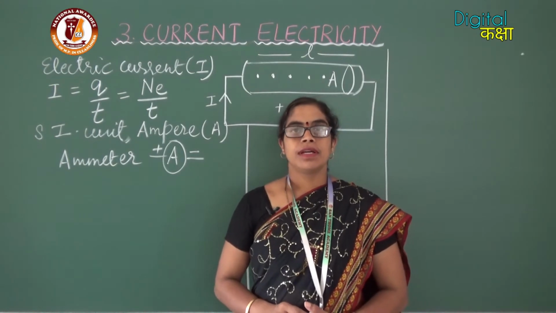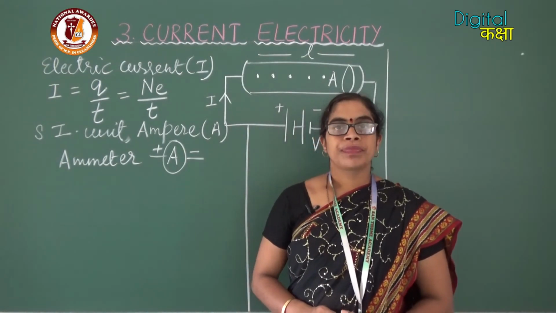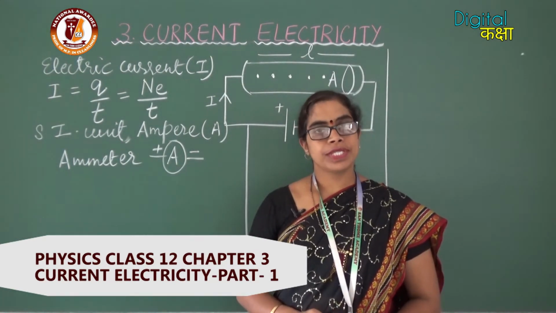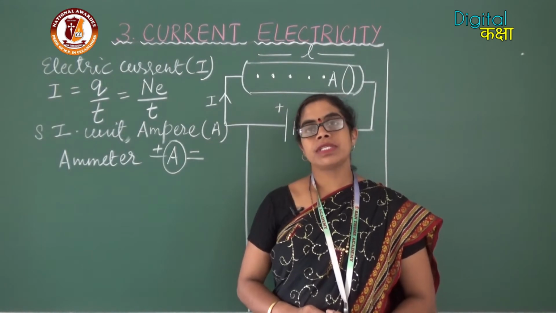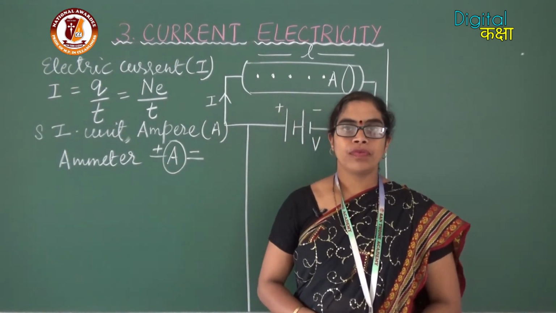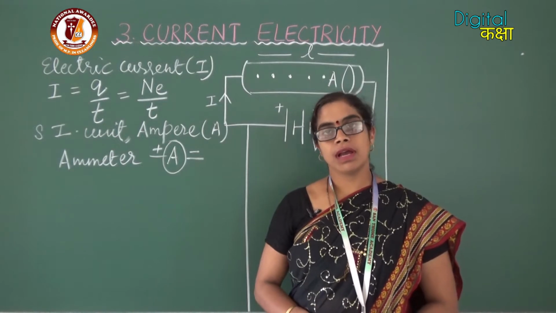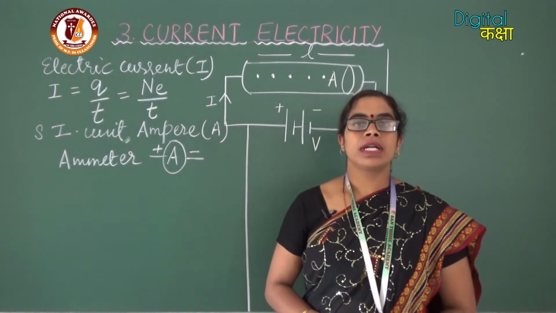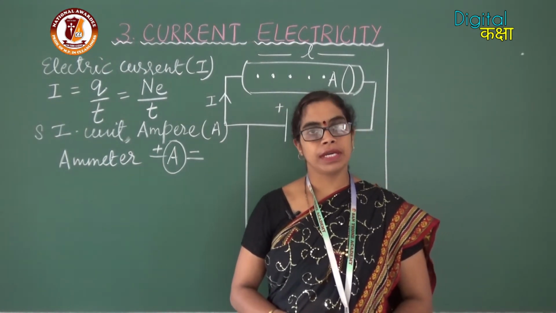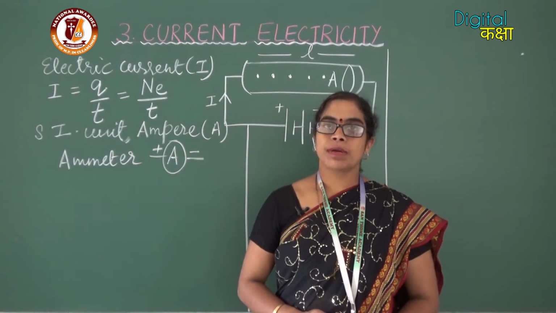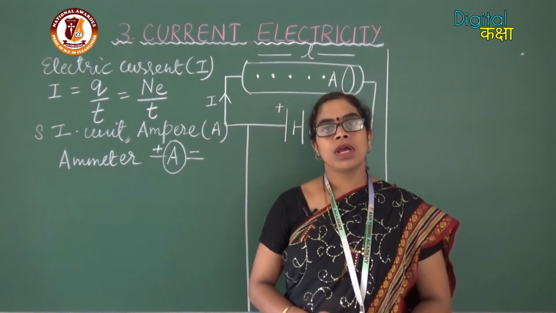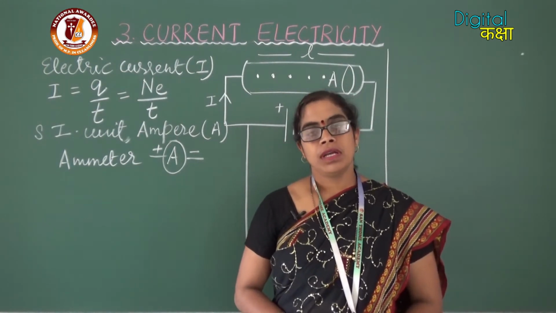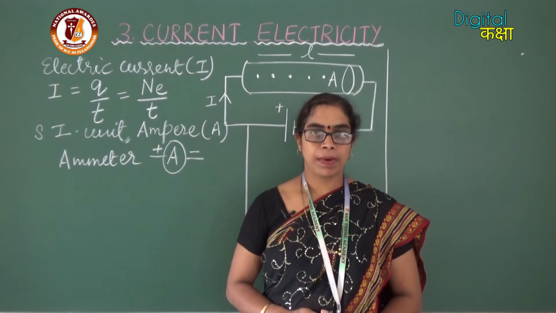Hello students, today we are going to study the third chapter of NCERT, that is current electricity. Current electricity is the study of the electric charges when they are in motion. As we know, in the case of a conducting wire or a metallic wire, the free electrons which are present are responsible for the flow of the current when the potential difference is applied across the ends of that wire.